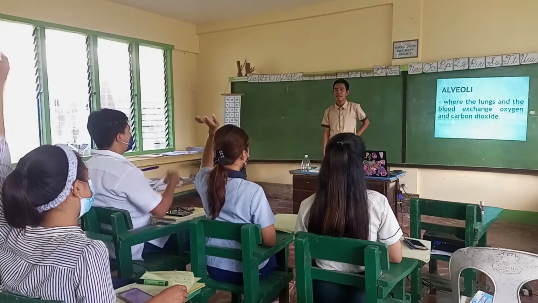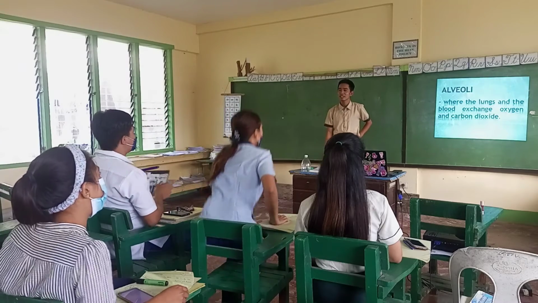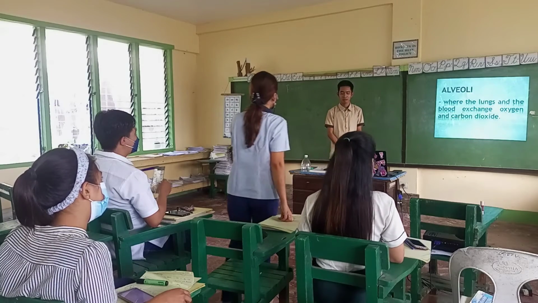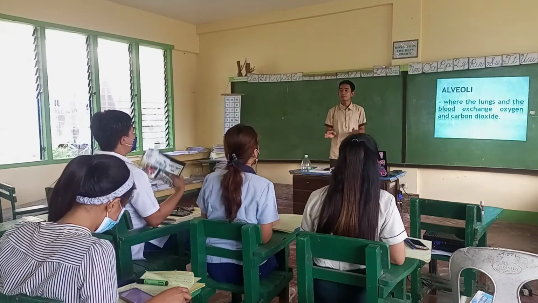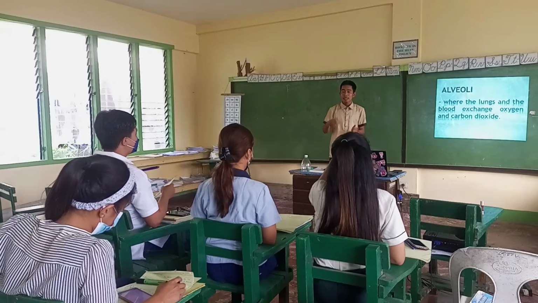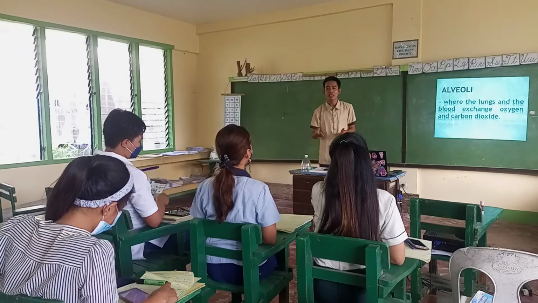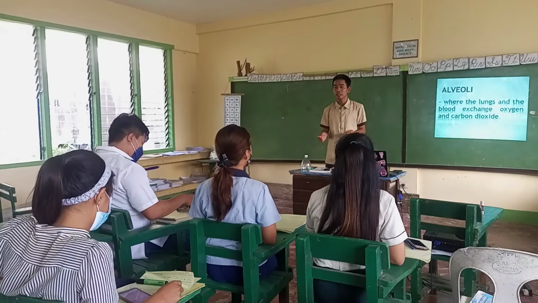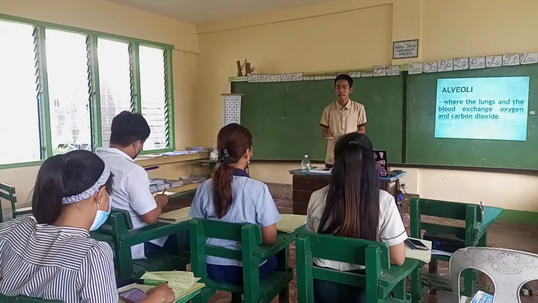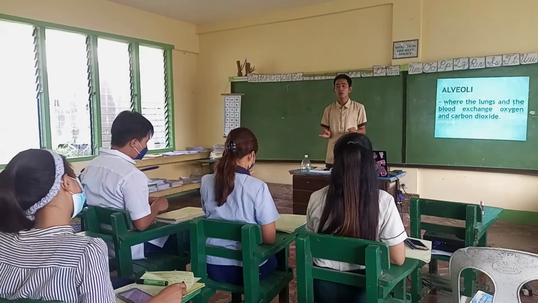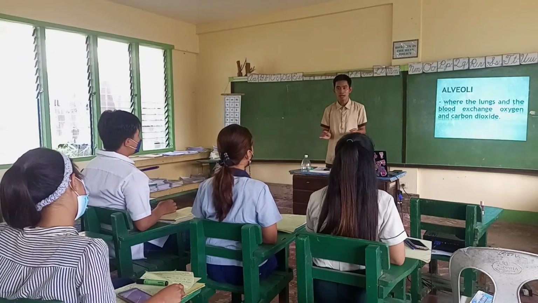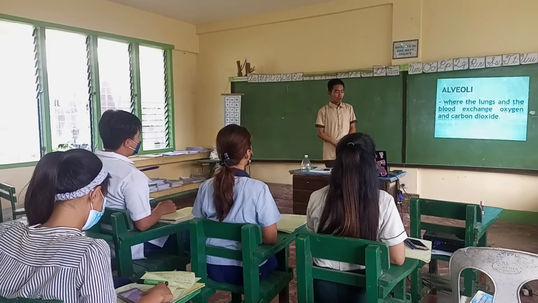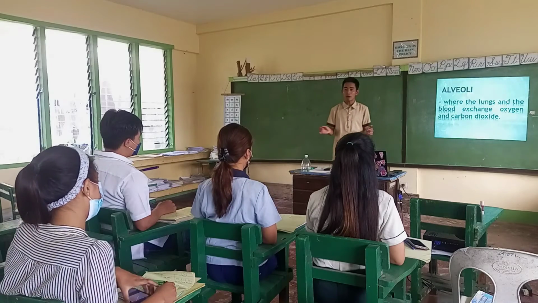Who can read about alveoli? Yes, Jenna? Alveoli is where the lungs and the blood exchange oxygen and carbon dioxide. During breathing in and breathing out, gas exchange occurs specifically in the alveoli. The alveoli are located inside the lungs. Alveoli are also called air sacs, and they are very important in the respiratory system.